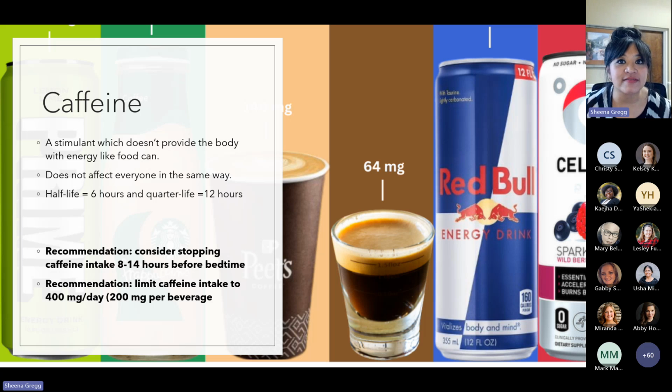And I would be remiss if I didn't acknowledge that yes, caffeine can be helpful with improving our short-term memory and our performance and our reaction times when we haven't had a good night's sleep. But we want to be careful about this because caffeine, in the sense of affecting sleep quality and our ability to fall asleep, is going to affect everyone differently. So generally, a half life is going to be 6 hours. The quarter life of caffeine is going to be 12 hours.